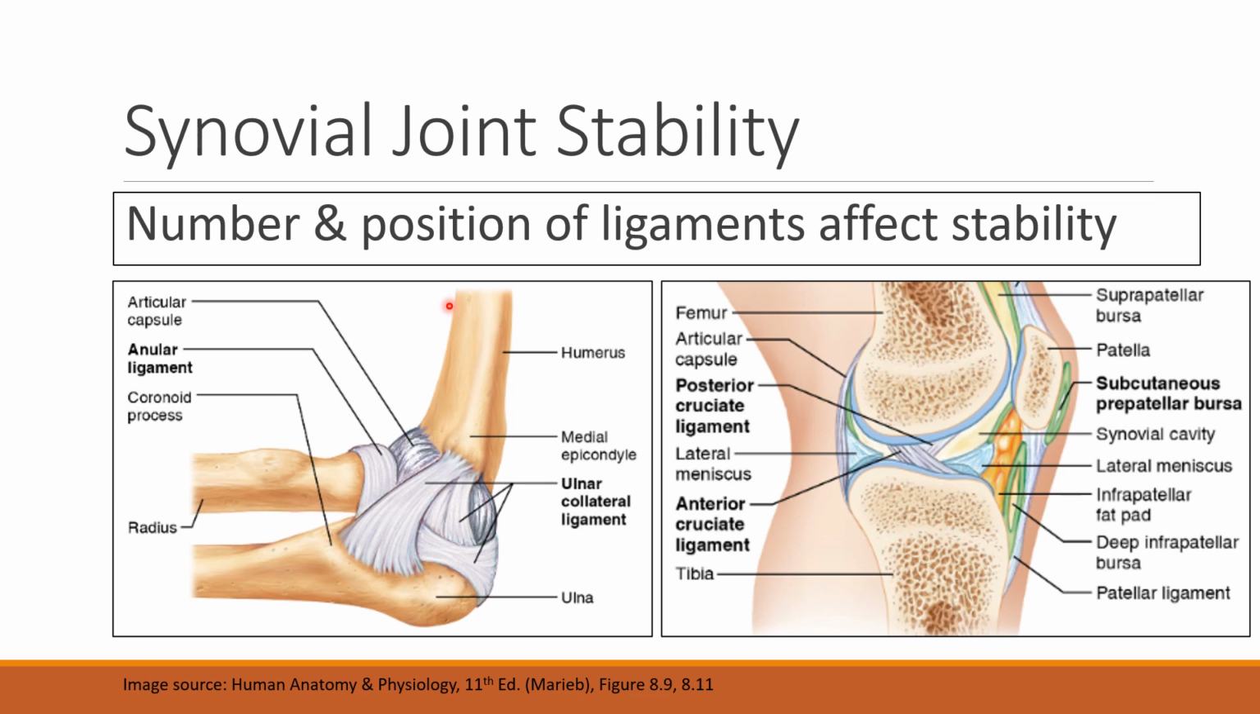Another thing that affects stability is the number and position of the ligaments. Here at the elbow, you have lots of ligaments covering around, but in the knee, there are many more ligaments. This is just a cross section, but there are many more ligaments in the knee compared to, say, the elbow or even the finger. So it's less likely for your knee to be dislocated. It's still possible with enough force and trauma, but compared to your elbow, your finger, or even your shoulder joint, it's less likely.